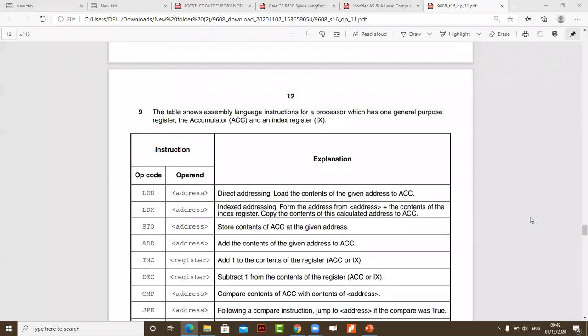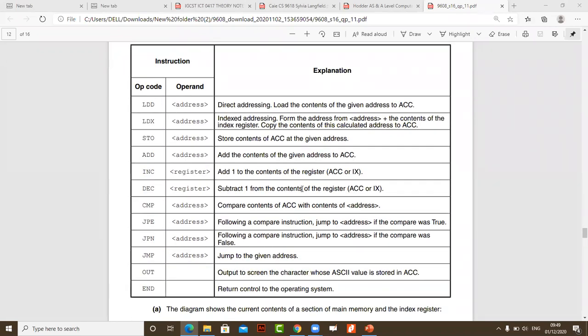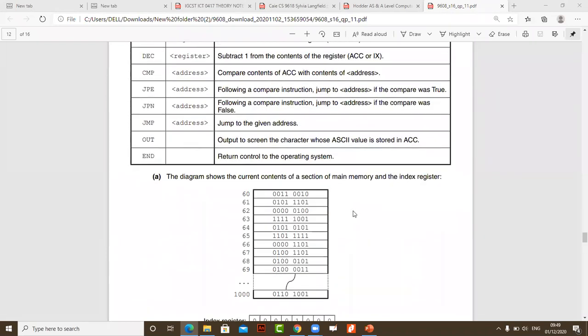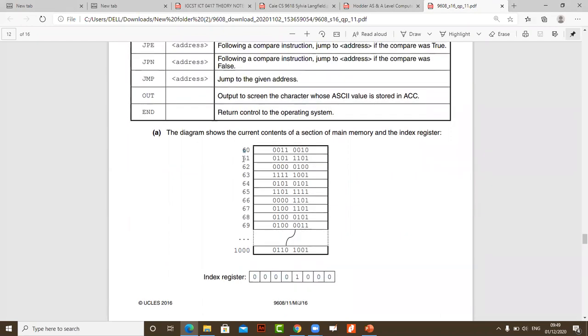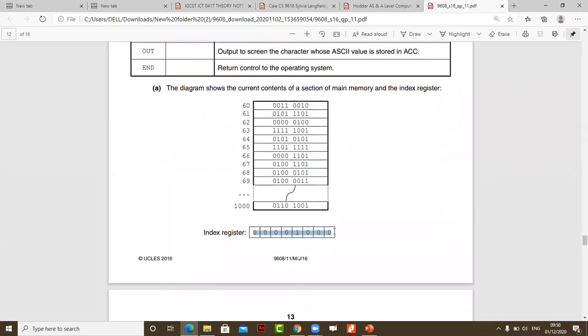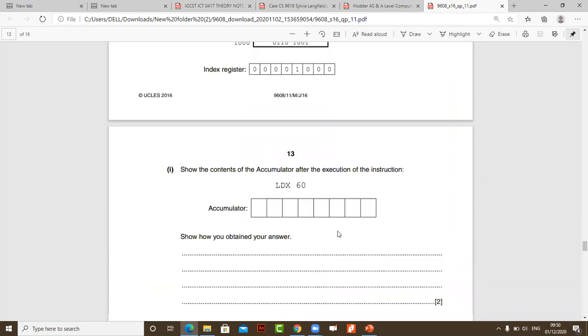So the table shows assembly language instructions for a processor which has one general purpose register, the accumulator, and an index register. So this सब आपको given होता है, ठीक है? So you don't really have to cram them. The diagram shows the current contents of this section of the main memory and the index register. ये आपकी memory locations हैं. ये memory location पे data पड़ा हुआ है, और index register में the following value है, 0 0 0 which is 8. इसकी denary value is 8 right now.